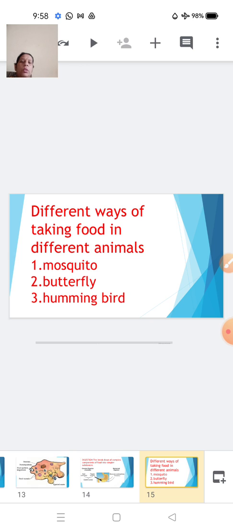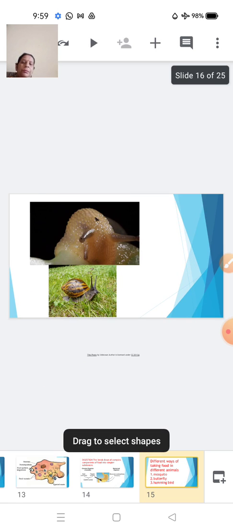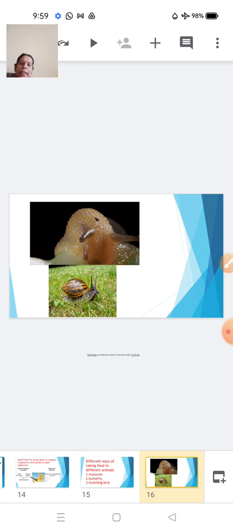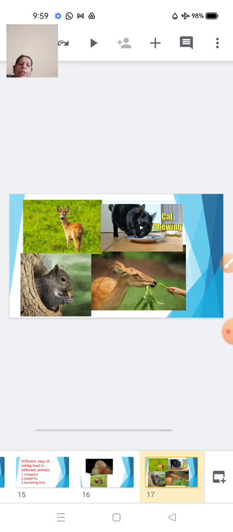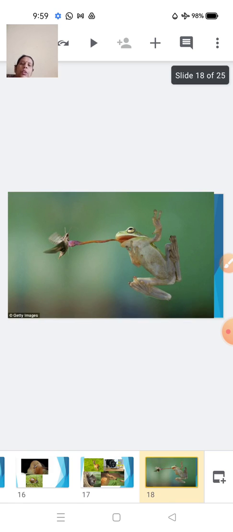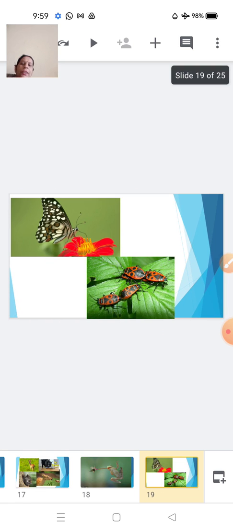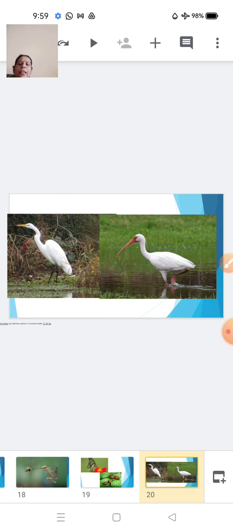So today, children, we talked of different ways of taking in food by different animals. So you just write it down now. What is the mode of taking in food of mosquitoes, butterflies, hummingbirds? Now here comes your snail, then your deer, cat, squirrels, and your frog. These are some of the organisms whose mode of feeding you will be writing about in your assignment sheet. Children, here is a ladybug and your butterfly, and these are the cranes.